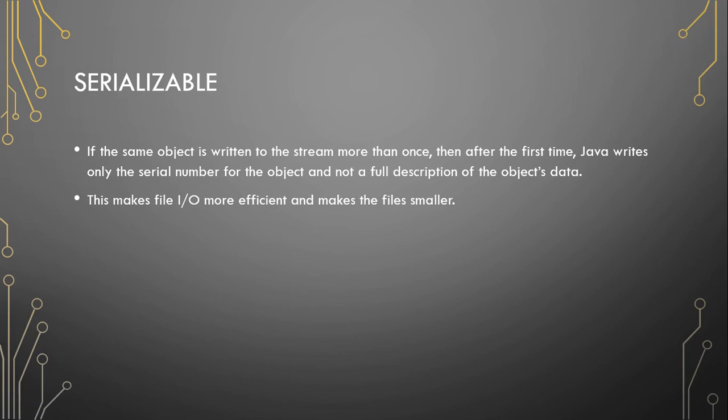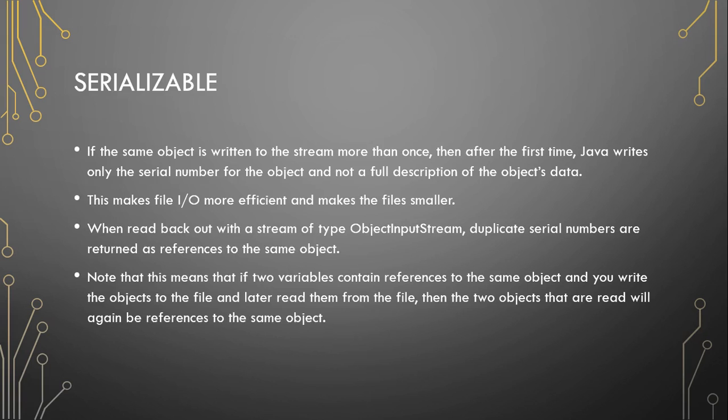Because let's face it, if it's pretty much the same object, why would you need to repeat the data? You just need to say, hey, we have a previous instance of this object, I can just look at the other object to get that data.